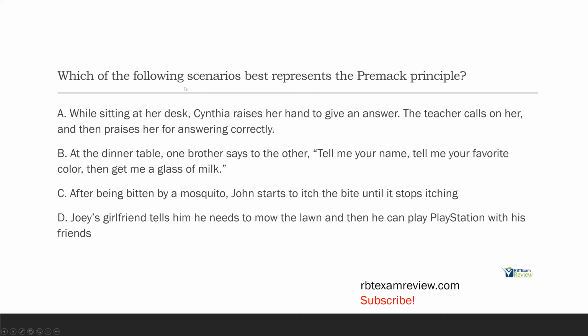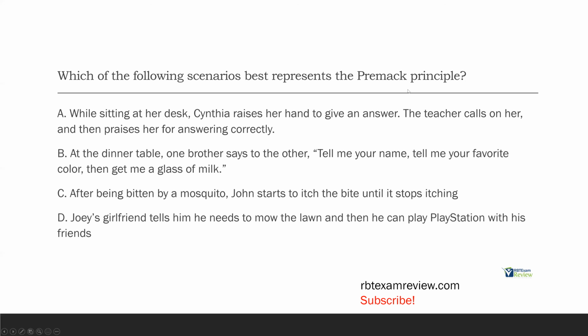Which of the following scenarios best represents the Premack principle? Now, this is where fluency really, really comes into play. I always say the most important thing about the exam is fluency. If you're not fluent, the exam is really hard. If you're fluent, the exam is much, much easier. When people ask me, why did I fail? I always say, go back, check your fluency.